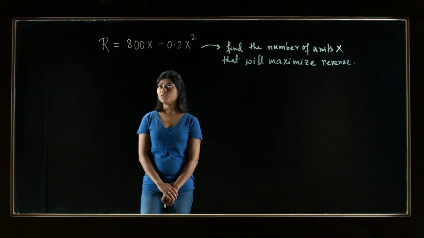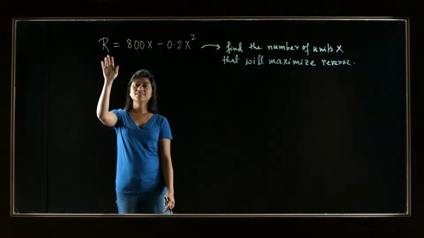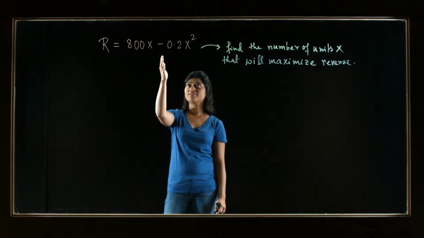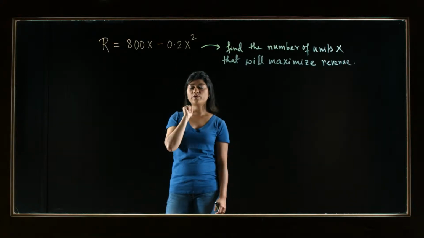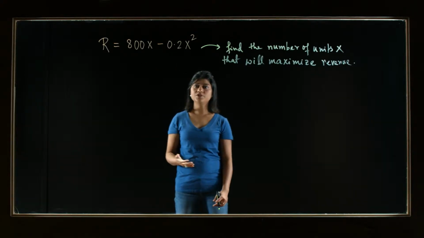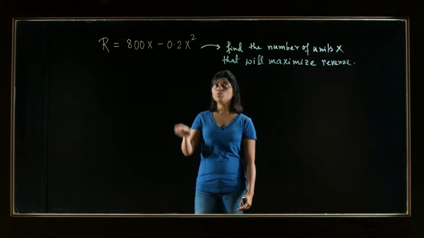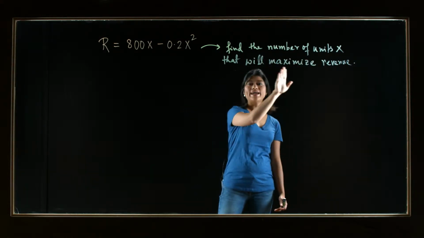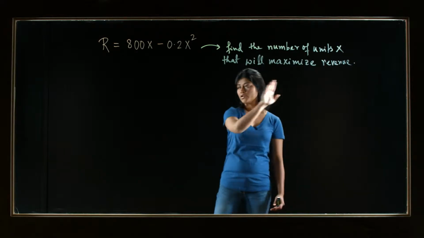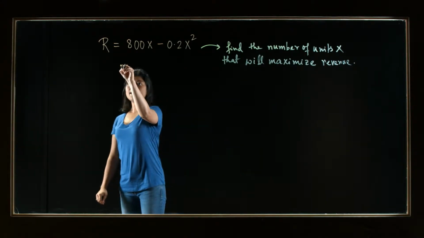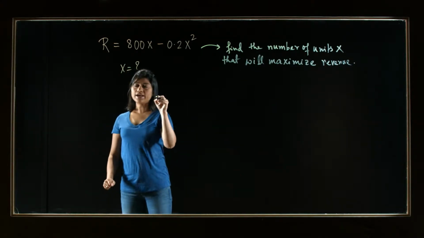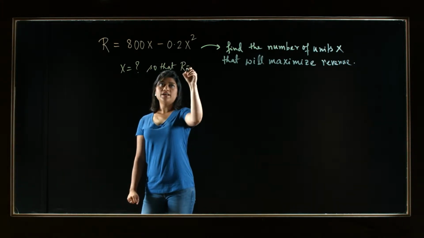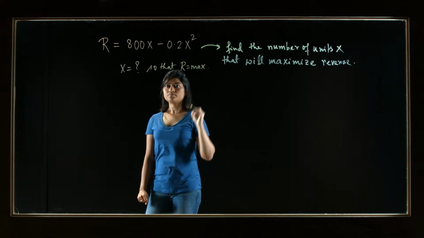In this problem, we have a function, and that is the revenue function. R is equal to 800x minus 0.2x squared, where x is the number of units produced and sold. We have to find the number of units that will maximize revenue. So we have to find what is x so that this R will have a max.